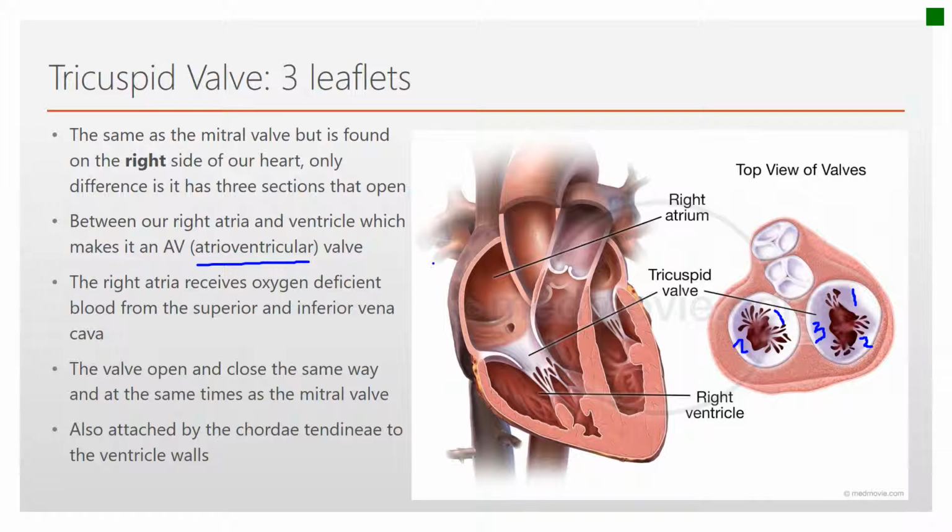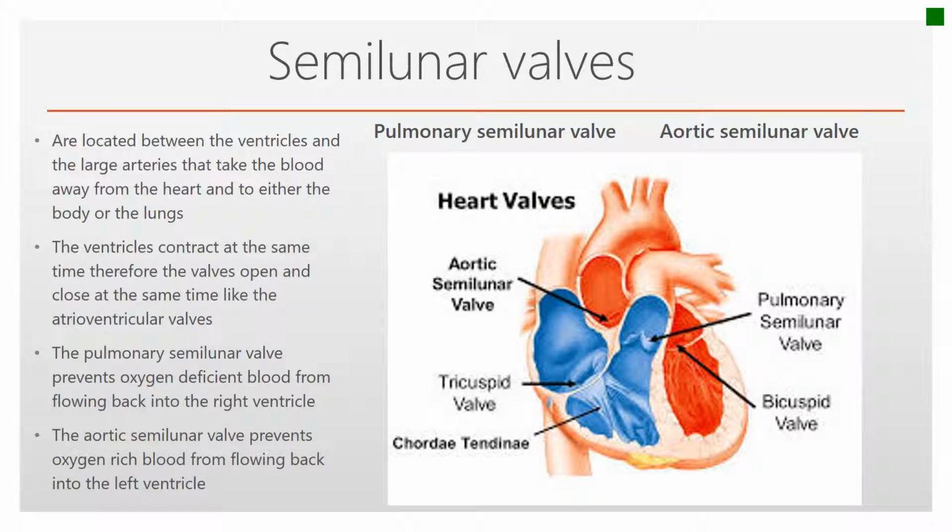The right atria receives oxygen-deficient blood from the superior and inferior vena cava. The valve will open and close in the same way and at the same times as the mitral valve did. It is also attached by chordae tendineae, which is also shown really well in this picture, to the inside wall of the ventricle.